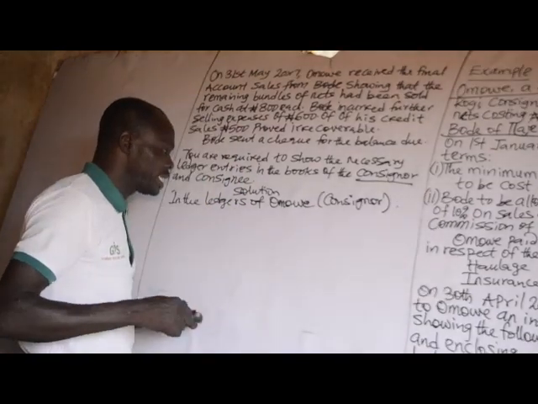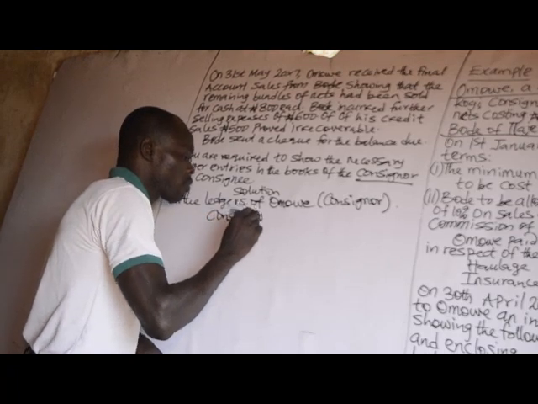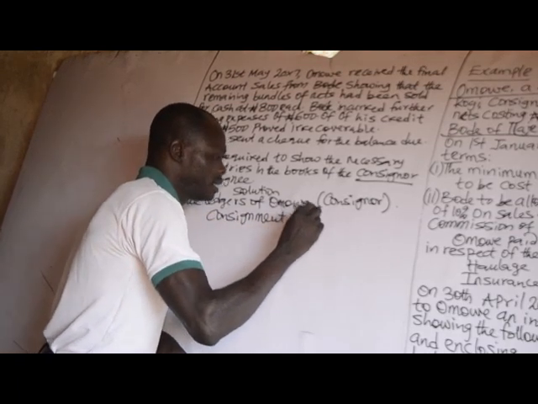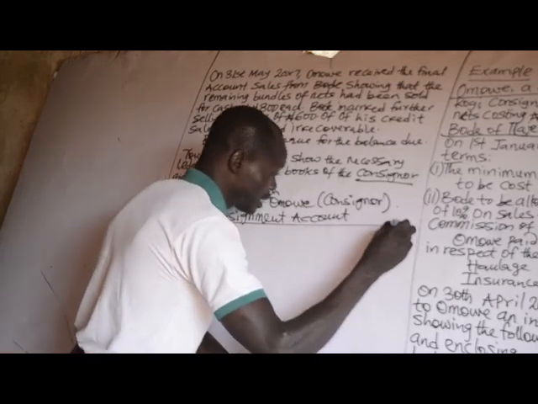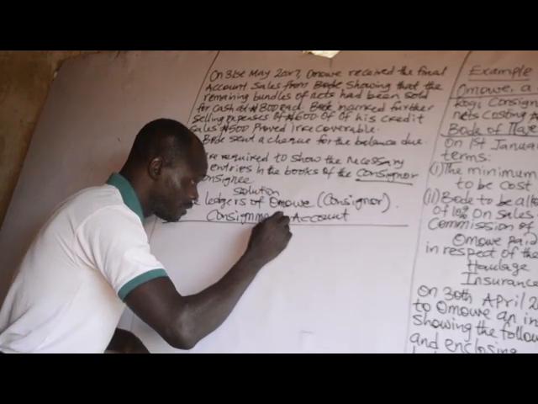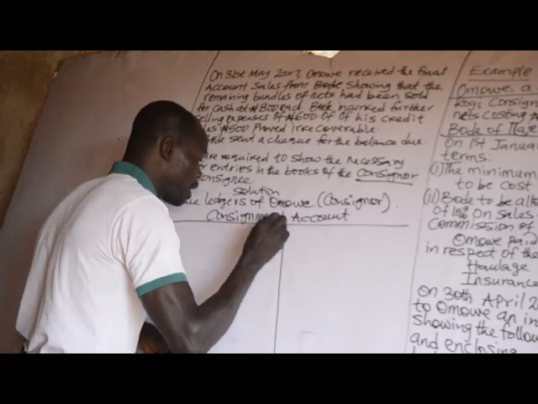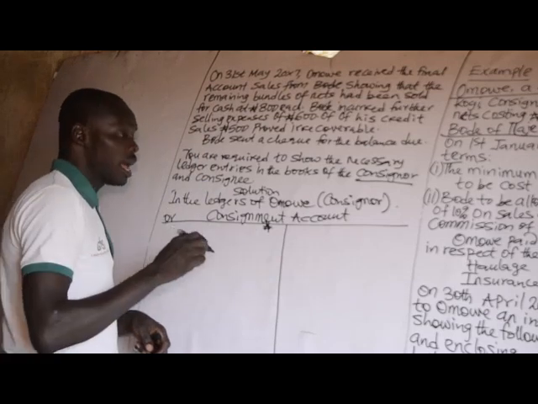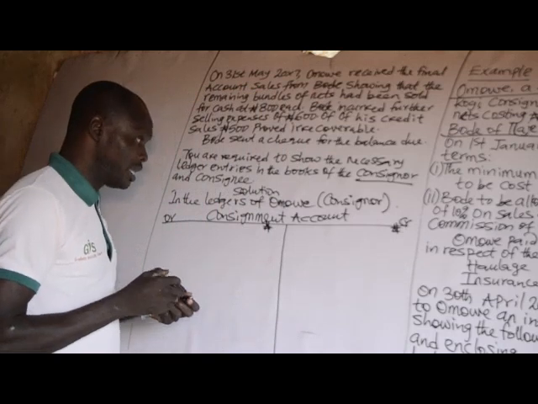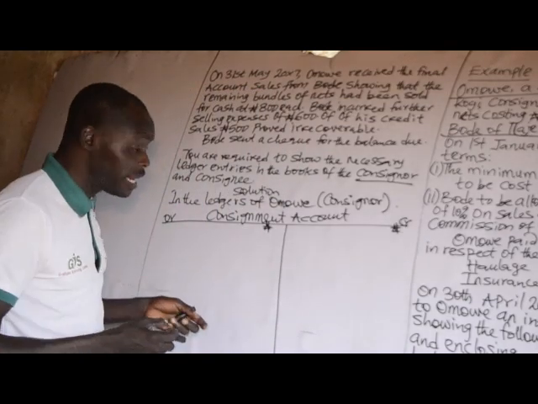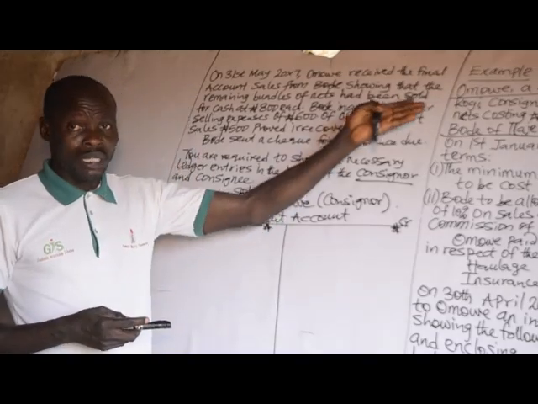Let's have the consignment account. Remember, I've told you that the consignment account is a form of profit or loss account. At the debit side, we have the value of the goods sent to the agent. Then we also have the expenses of the consignor and the expenses of the consignee. Remember, the consignee is the agent, while the consignor is the principal. Now, let's go back to the question.